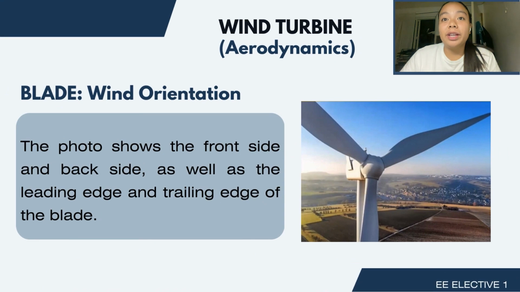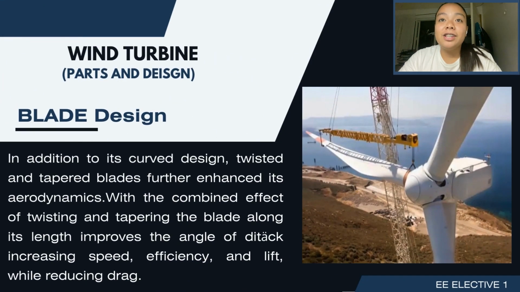Blade wind orientation. The photo shows the front side and back side as well as the leading edge and trailing edge of the blade. Blade design. In addition to its curved design, twisted and tapered blades further enhance its aerodynamics. With the combined effect of twisting and tapering the blade along its length improves the angle of attack, increasing speed, efficiency, and lift while reducing drag.